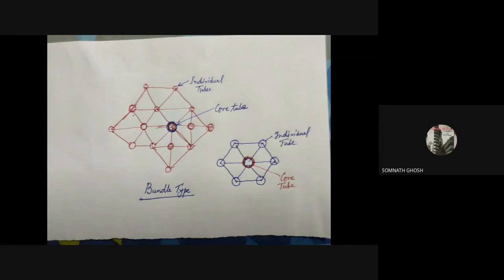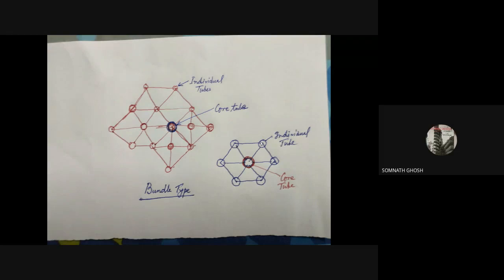Now they are connected like this. So this is the core tube, and these are individual tubes. And this individual tube may be a rectangular one, maybe a square one, maybe a circular one. And it consists of several columns. Don't think that it is a single one. It consists of several columns. So you can utilize that space also, because the size is not very small.